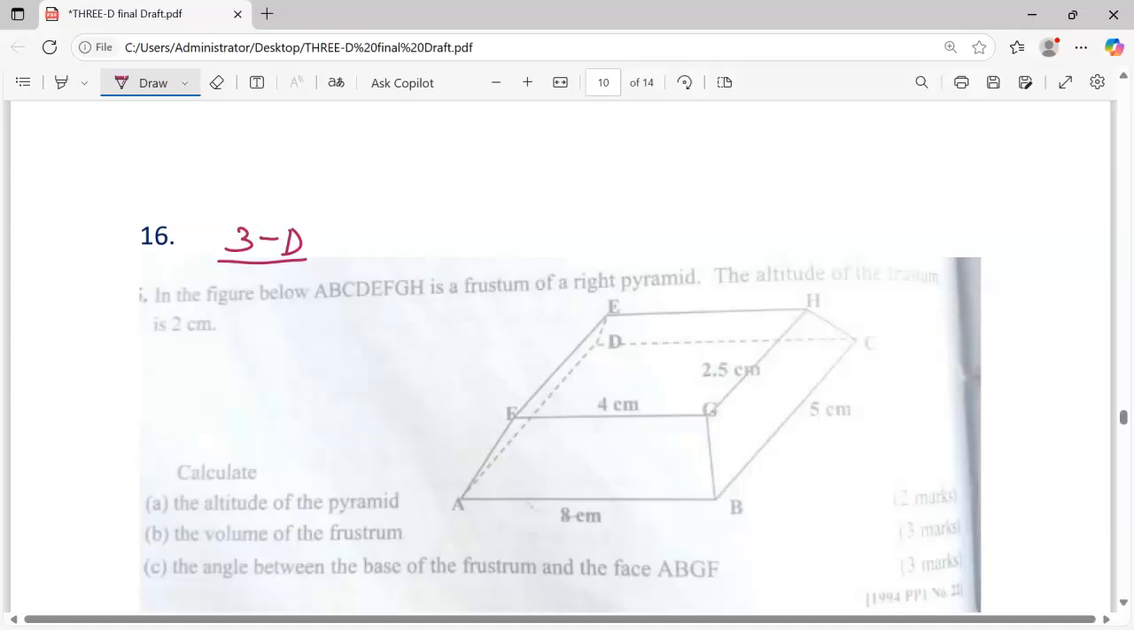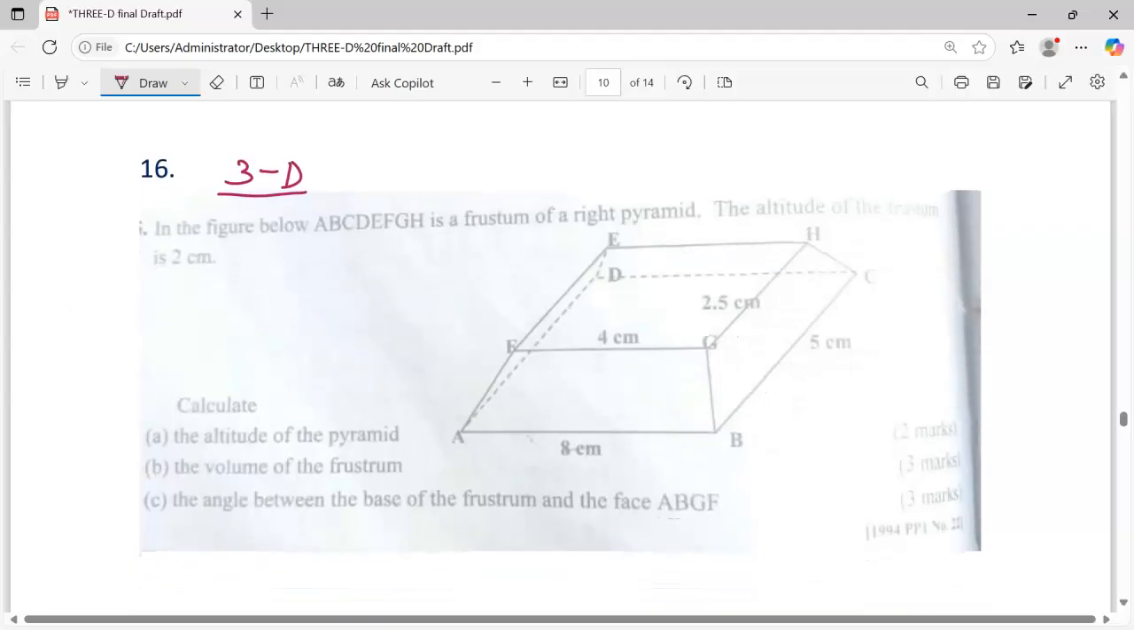We are presenting a question that was done in KCSE 1994 paper 1 question number 24, and the question we have reads: in the figure below, A, B, C, D, E, F, G is a frustrum of a right pyramid. The altitude of the frustrum is 2 centimeters. Part A, calculate the altitude of the pyramid.